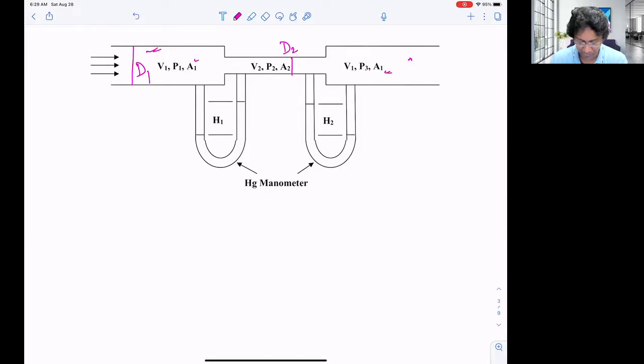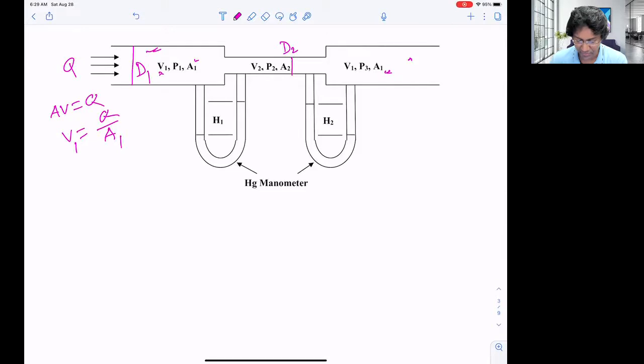So what will happen if we have the same Q, right? We know that Q is equal to AV from the continuity equation, right? So V is equal to Q over A. So if you have the same cross-sectional area, then we'll have the same velocity. That's why the velocity V1 is here and V1 is here.